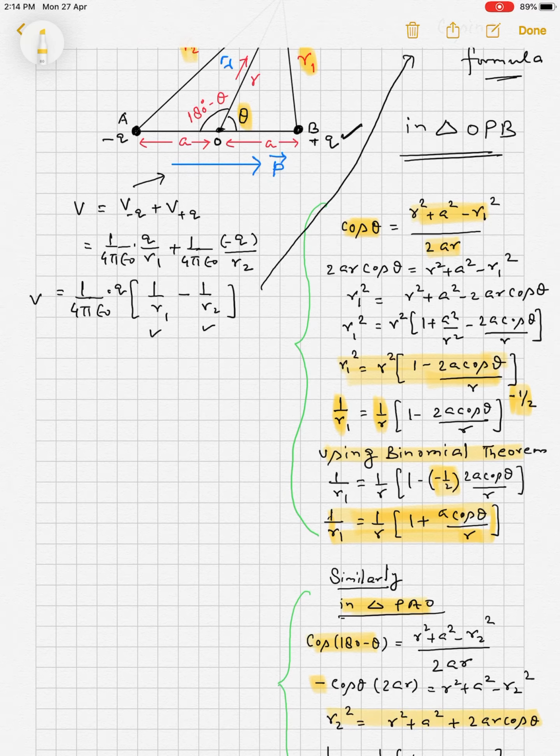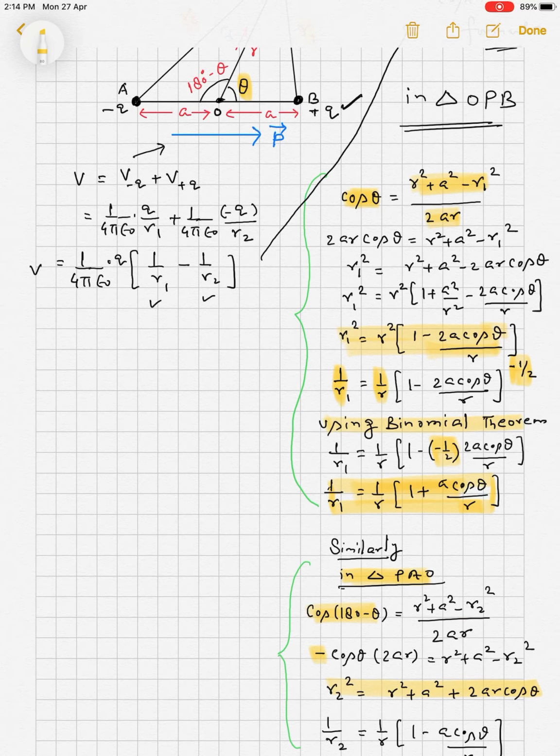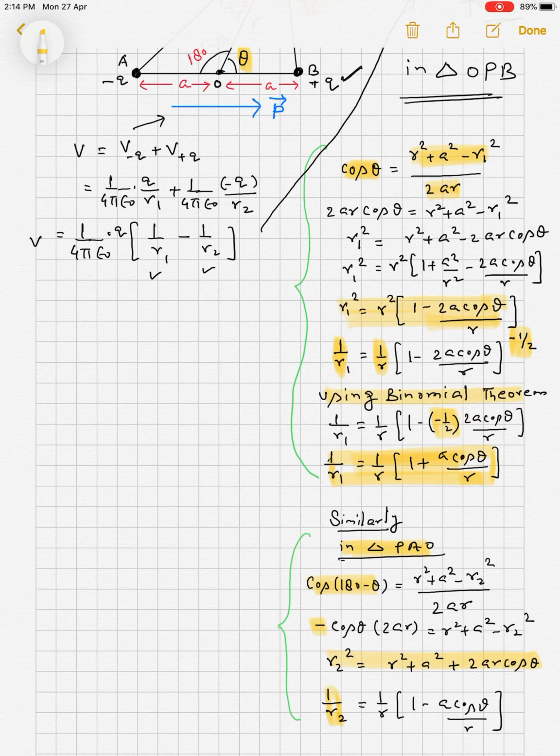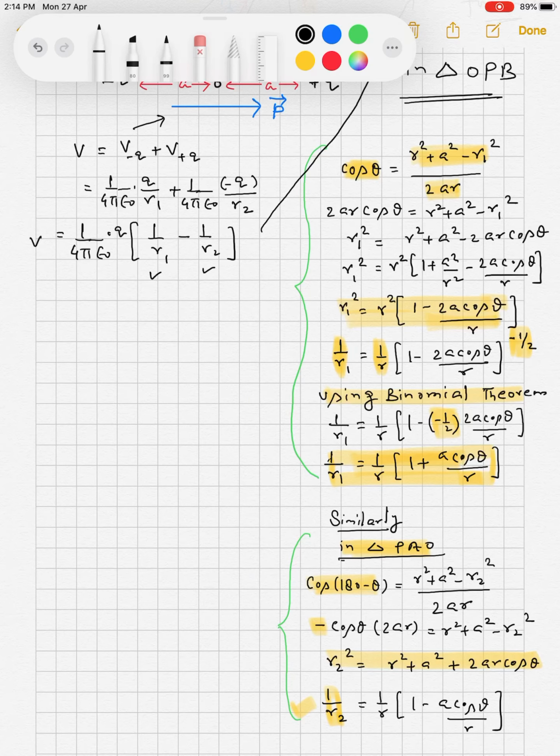Now writing in the same way as we have written above, by taking the reciprocal and neglecting the higher order terms, and using binomial, finally we get 1 upon r2. Now we have to put these values in the above equation.